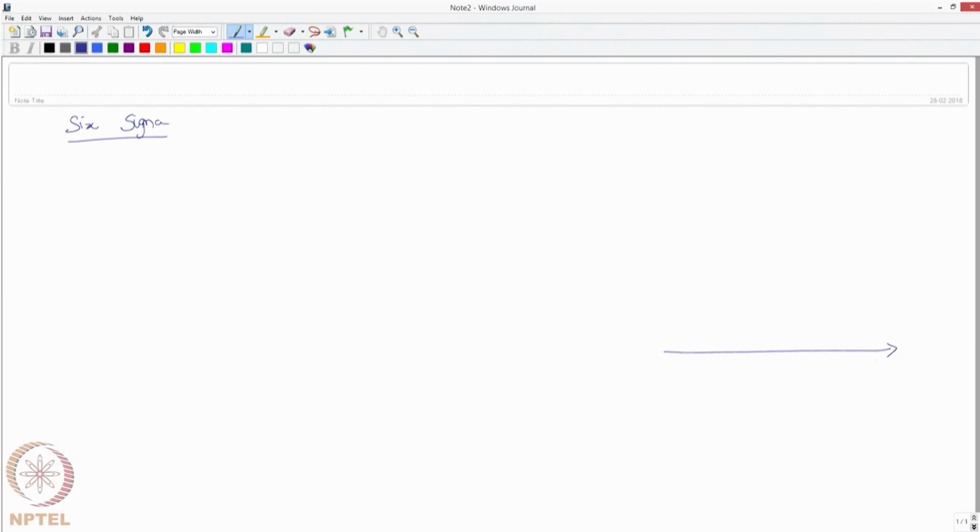In order to discuss Six Sigma, we wanted to understand what this sigma means. That is why we spoke about standard deviation. So, what this says is, you take a distribution, a normal distribution with a mean equal to 0, irrespective of what your process is.